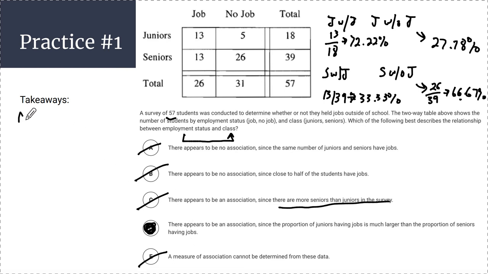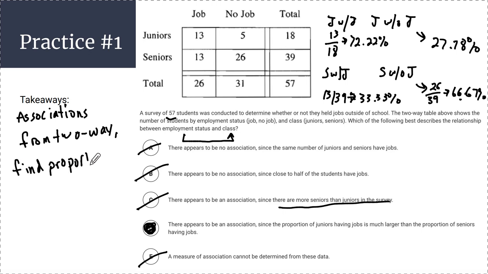So the takeaways here, if we're interested in associations from two-way tables, find proportions or percents. All right, and make sure we're finding it cutting by the category, by the distribution we want. We wanted to figure out if there was a relationship with job status, so how many had the job or not, divided by the total within that class.